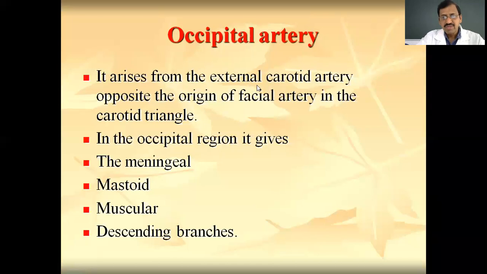Next is the occipital artery. It arises from the external carotid artery opposite the origin of the facial artery in the carotid triangle. In the occipital region, it gives off 4 branches. That is the meningeal branch, which supplies the meninges of the brain, the mastoid branch, which goes to the mastoid process, muscular branches, which supply the surrounding muscles, and then descending branches. The descending branch again divides into 2, one superficial and another deep.